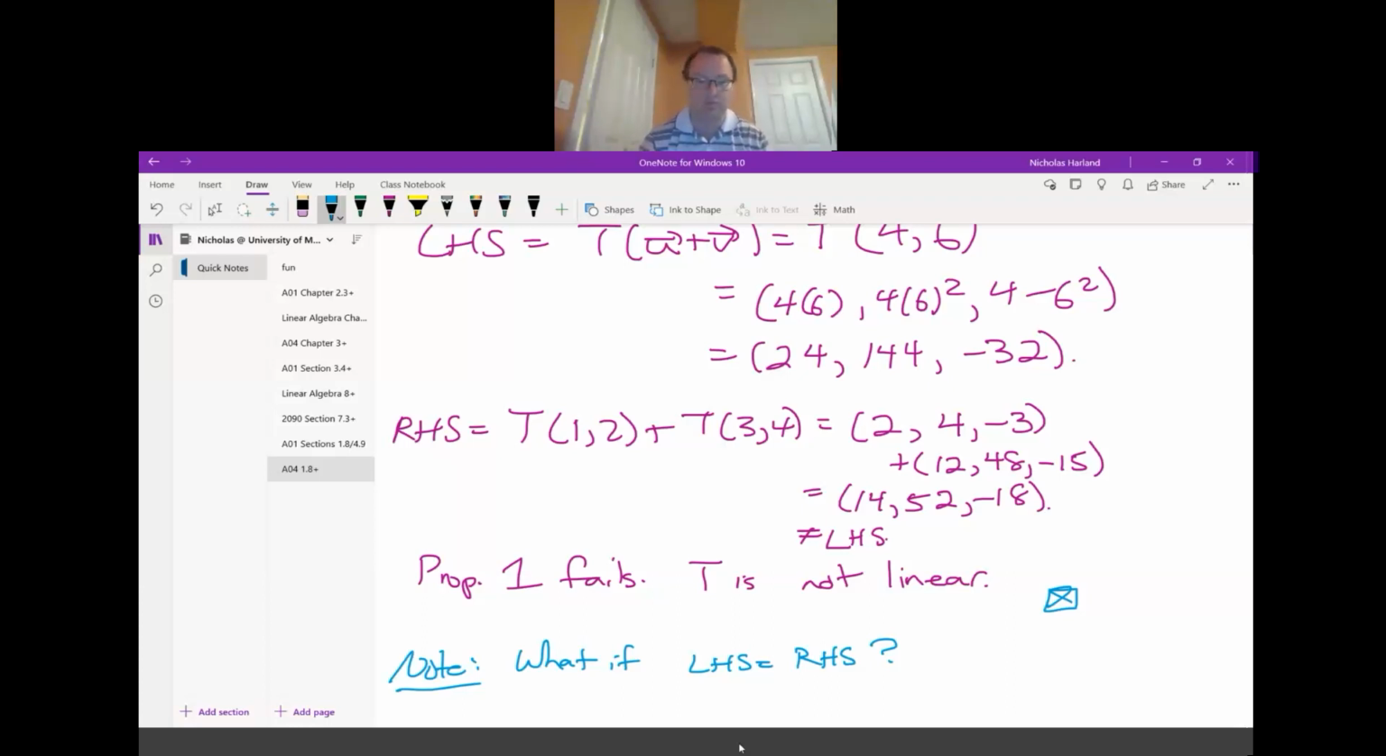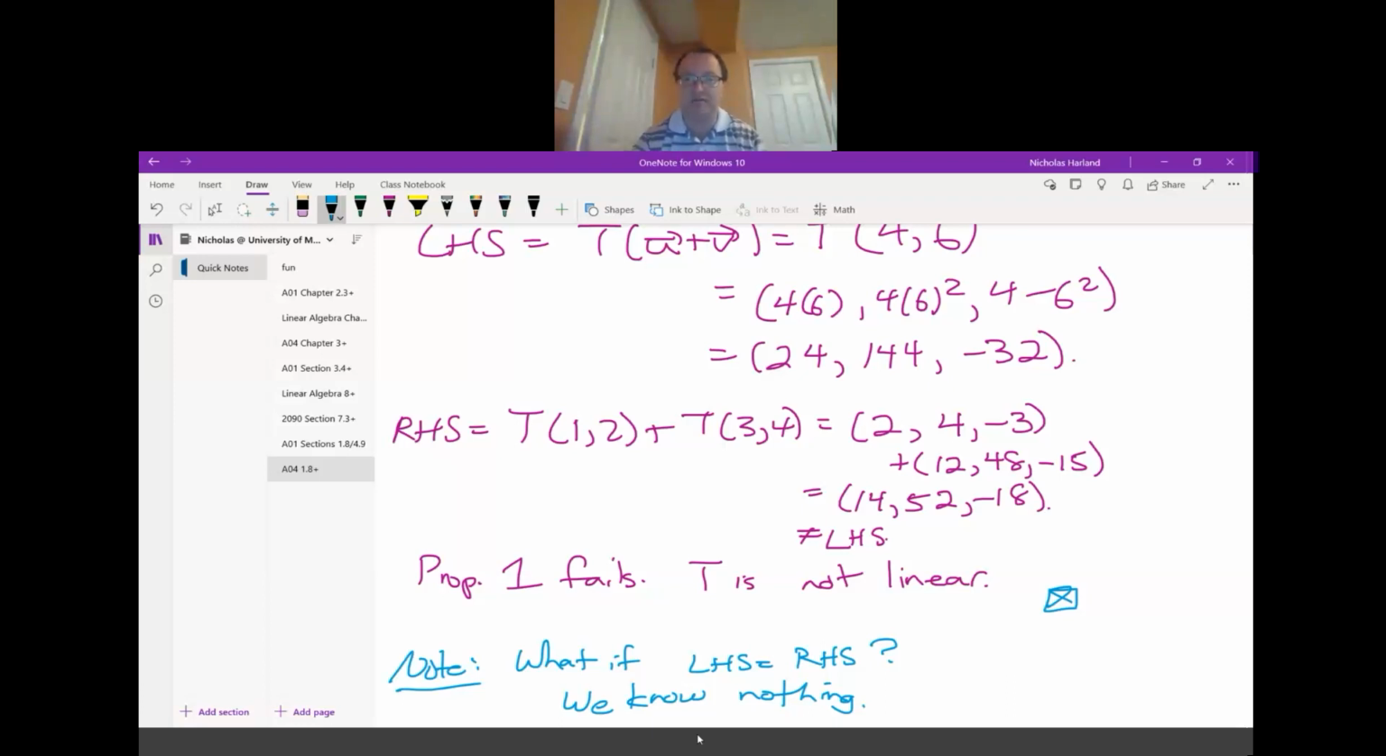All right. So the answer is we know nothing. Maybe you need a different counterexample. Maybe you want to go and do the other method to try and show it's linear. The point is we know nothing from that information on its own.